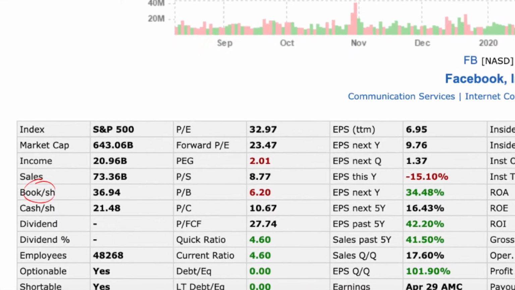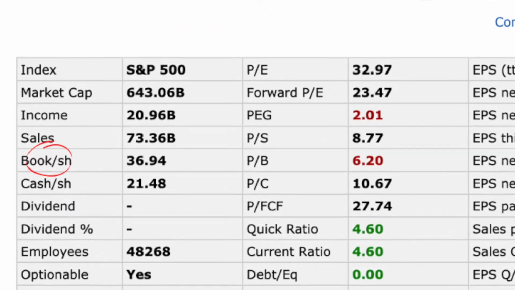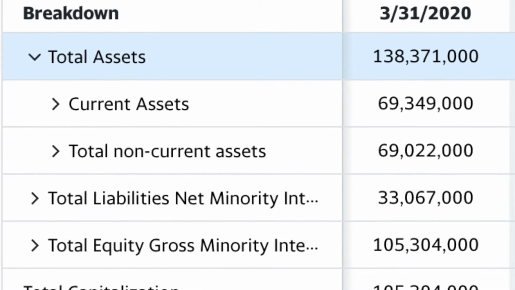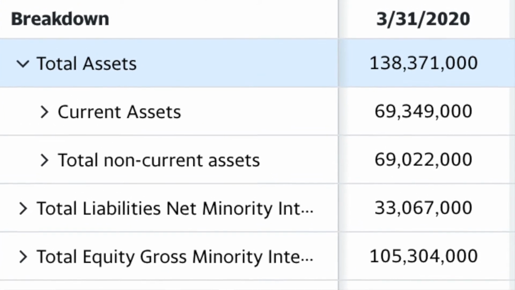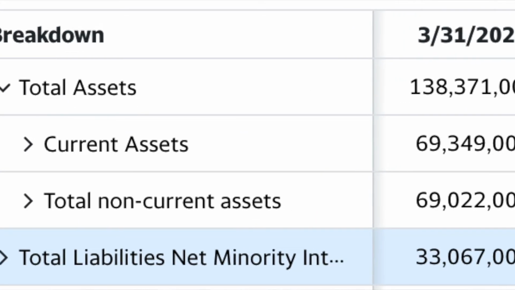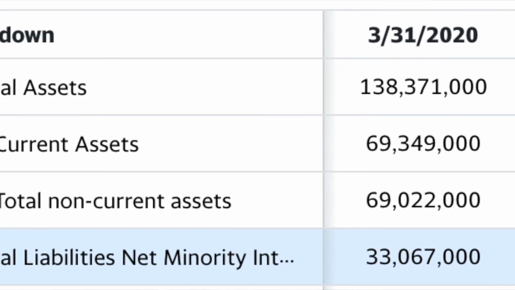Let's now walk through an example with Facebook. Facebook currently has a book value of 36.94 at the time of the video. This means when Facebook liquidates itself, sells all its assets and pays all its liabilities, this is how much is left per share. The book value data has already been calculated and interpreted for you, but if you're interested in knowing how we got this number, you would go into Facebook's financial statements.